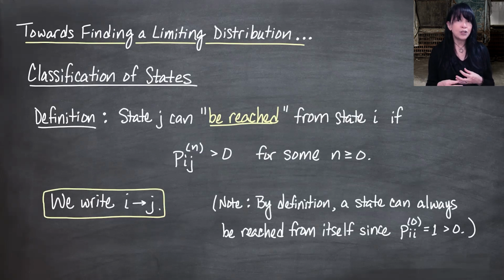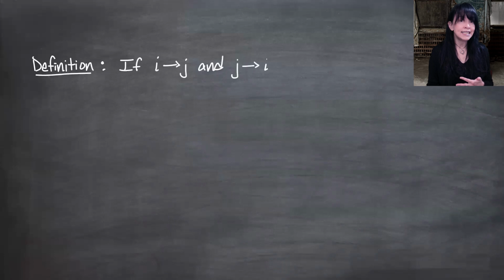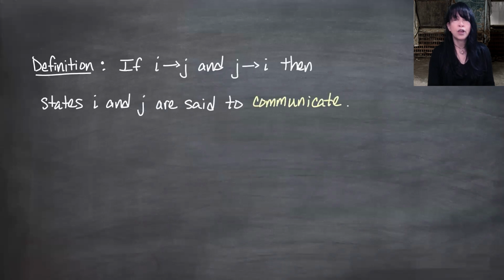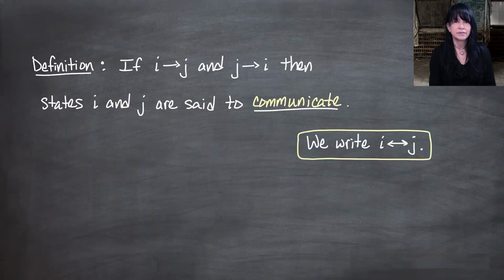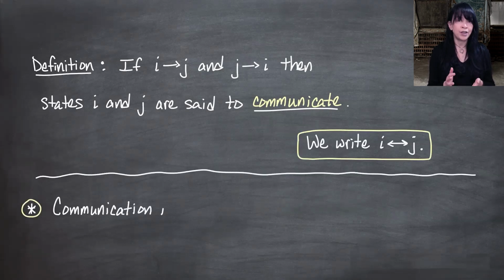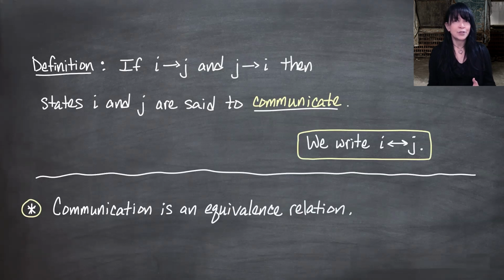Now, if state j can be reached from state i and state i can be reached from state j, and this does not have to be in the same number of steps, then states i and j are said to communicate, and we write i with a double arrow j like this. The concept of communication is an equivalence relation. And depending on your background, you might already know what this is, and some of you may not. So I'm going to go through it. But an equivalence relation is when you have some sort of binary relationship between two elements of a set. So my relationship is going to be this double arrow, and it satisfies 3 properties.